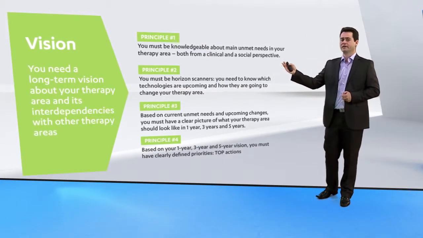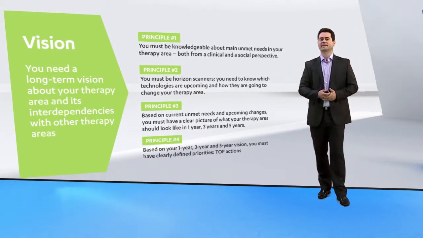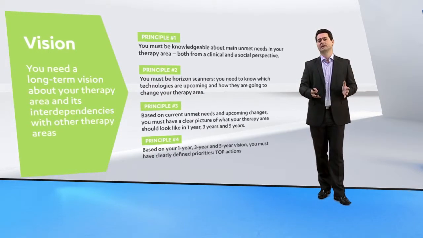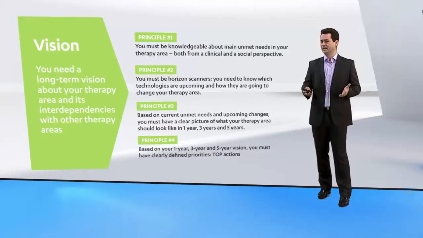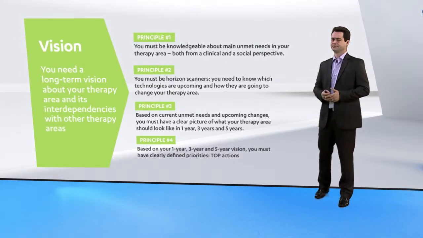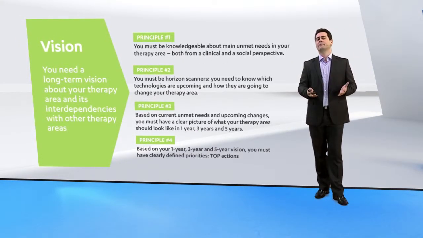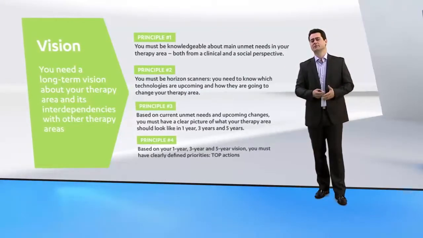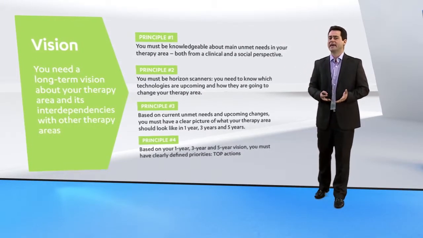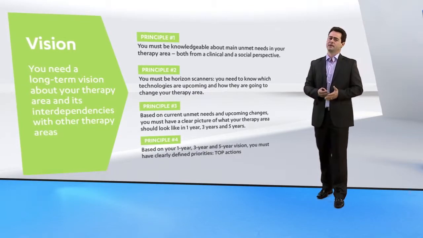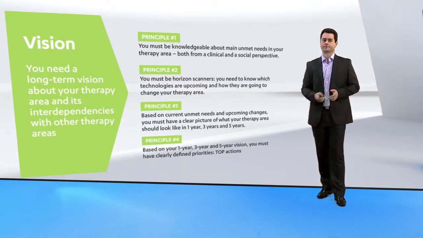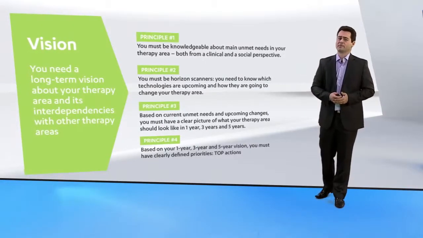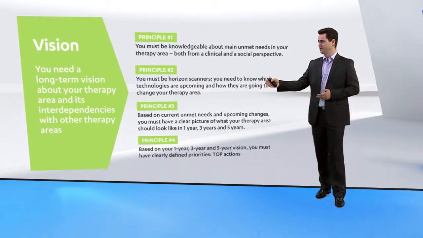Once you are familiar with unmet needs and upcoming technologies, you must have a clear imagination on what your therapy area should look like in 1 year, 3 years, and 5 years. These are the time horizons which most decision makers follow, and you must be able to give them a vision for these time horizons. This was principle 3. And the last principle related to the vision, principle 4.